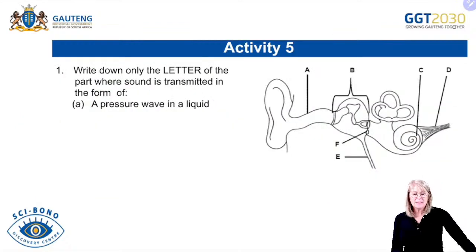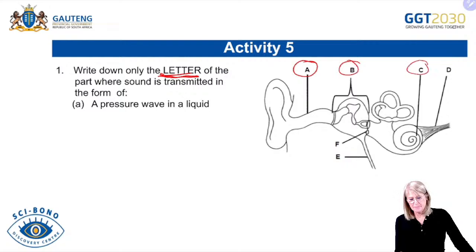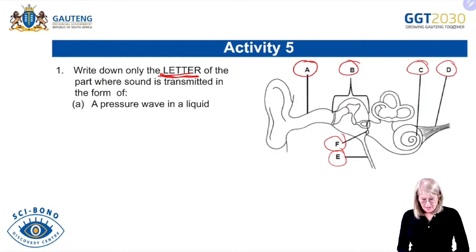All right, so now we're going to have a look at an activity quickly, and we're just going to answer some questions. This comes off a past paper, and when we read questions from exams, we need to read them very carefully, because in this question, they ask us to write down the letter. So we're going to go to the diagram and look at the letters, the labels that they've used to label the structures. The first one asks us to write down only the letter of the part where sound is transmitted in the form of a pressure wave in liquid.